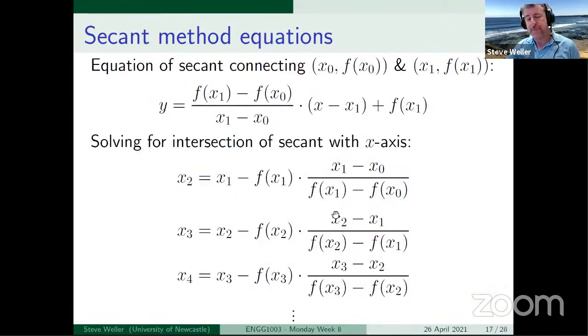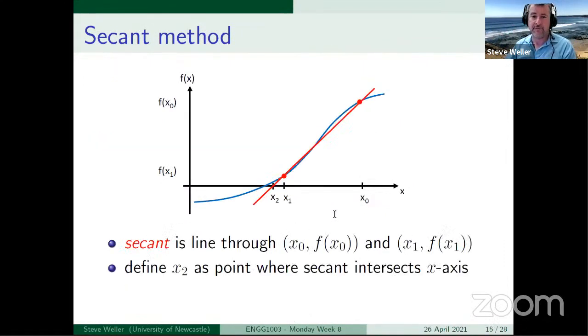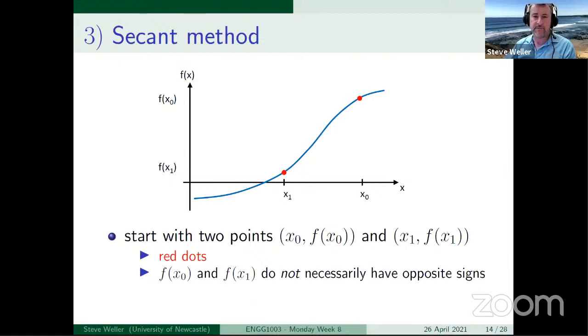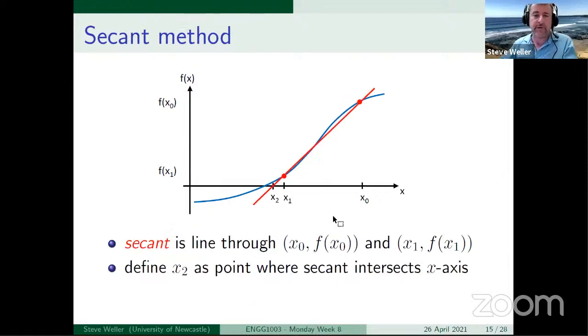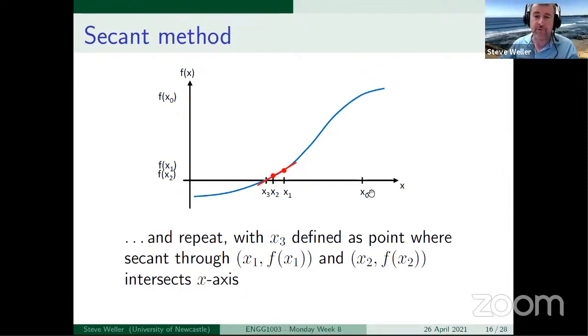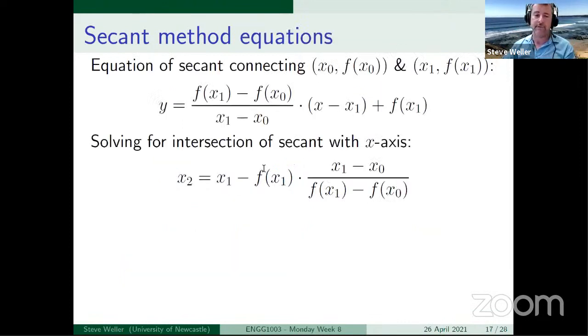Now the iterative loop here says that if we know the 2 most recent values of x, we can get an updated value of x. We then throw the oldest value away and work with the most recent pair of x values. It's like we started with 2 red dots. We draw a straight line, compute the intersection, throw the oldest value away, start with 2 new x values, draw the straight line, intersection, throw the oldest one away, and continue.